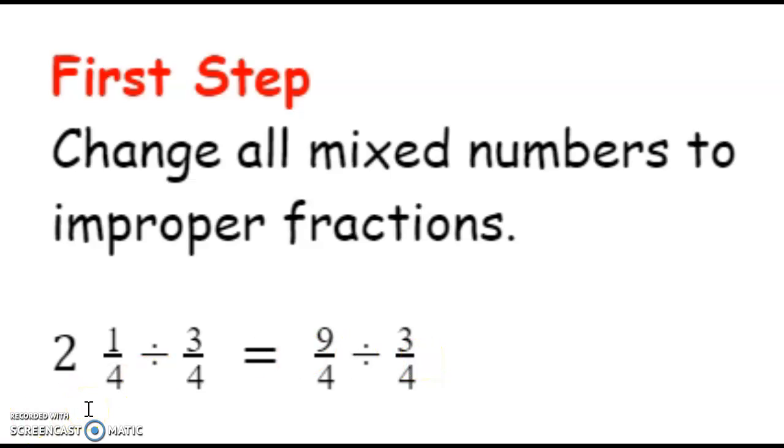Let's take a look at how that happened. We look at our mixed number 2 and 1/4. How did it get to be 9/4? We simply multiplied 4 times 2 and got 8, plus 1 is 9, and carried that over to be our numerator. Our denominator of 4 simply stayed the same. Our division sign stayed the same, and our second term stayed the same. That's our first step. Let's move on to the second step.